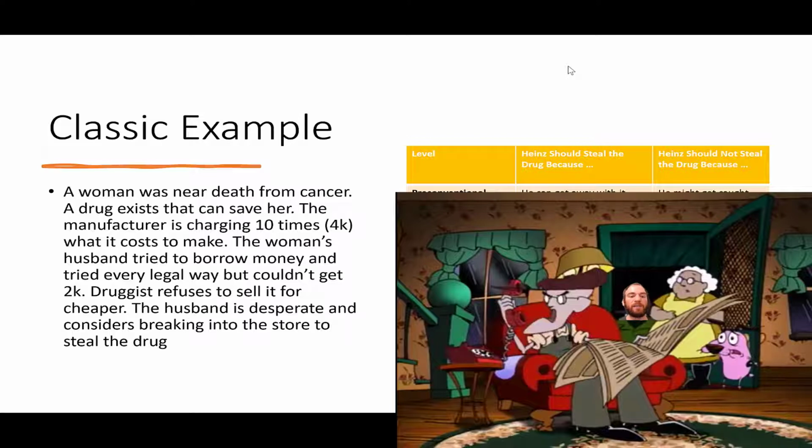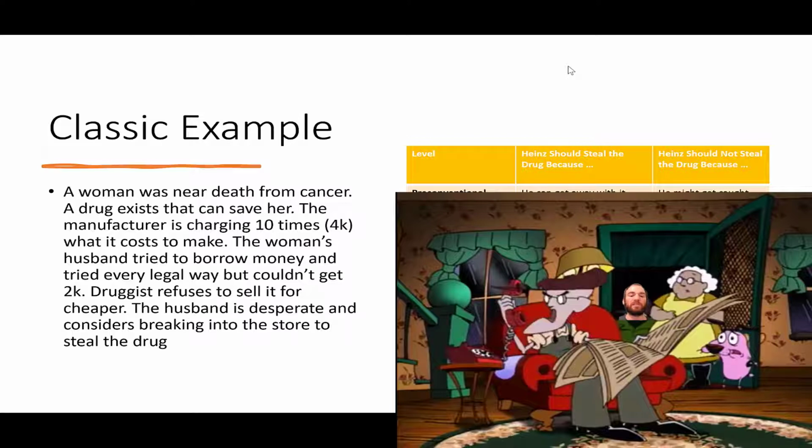Conventional: others will look down on him if he lets his wife die, and it's against the law. So this is the idea that I've internalized the laws around me. I've internalized the social shame associated with breaking the law, but also if I did not break the law and I let my wife die, I'll experience this social shame, internalizing the social shame associated with the cultural norms, that is letting your wife die. Versus post-conventional morality.